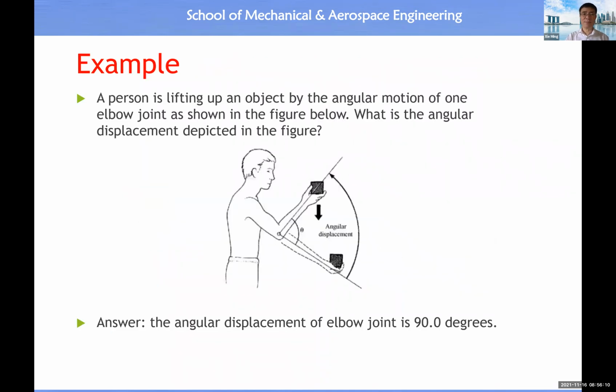Here is a simple example for you to understand the meaning of angular displacement. Initially the arm is fully extended, so this angle is equal to 0. Then this person rotates the lower limb of the arm in order to reach this position. Then you will see this angle is 90 degrees. Therefore, the angular displacement is 90 degrees.